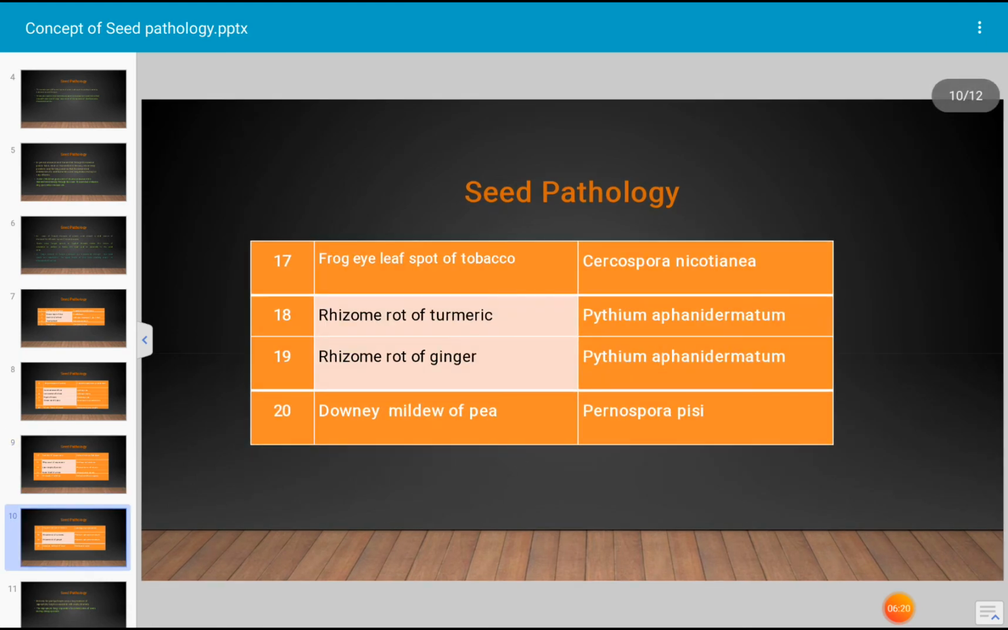Next, the frog eye leaf spot disease of tobacco, caused by Cercospora nicotianae, and rhizome rot of turmeric, caused by Pythium aphanidermatum. Rhizome rot of ginger, also Pythium aphanidermatum. Downy mildew of pea, caused by Peronospora pisi. All these are diseases and causal organisms which are carried through the seeds from one place to another.